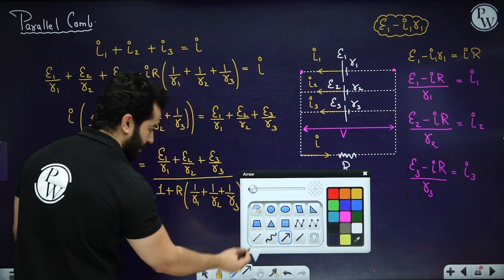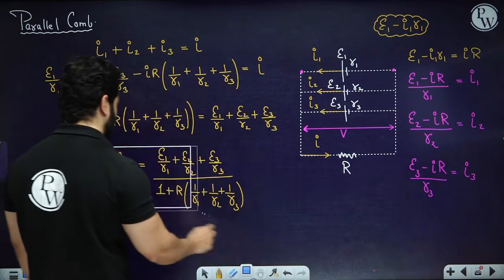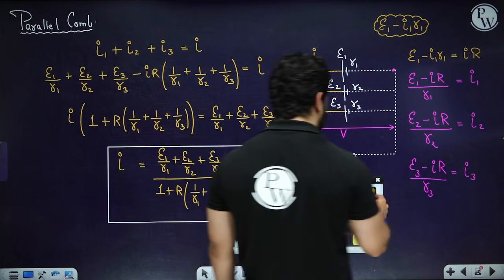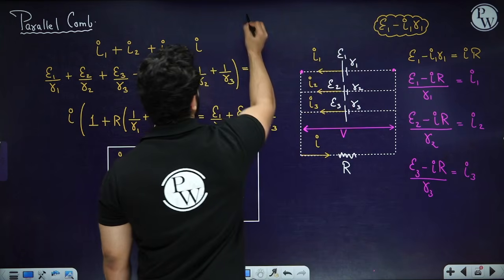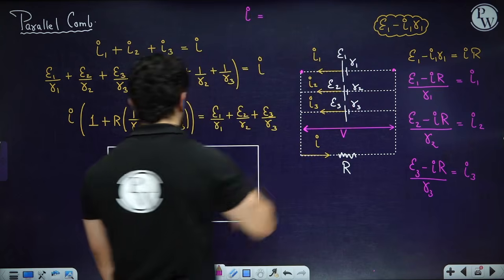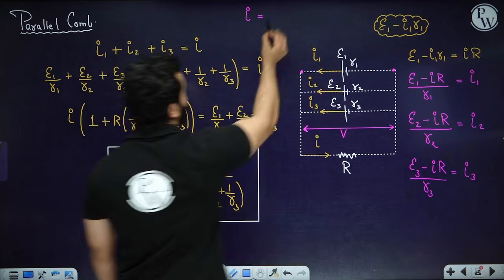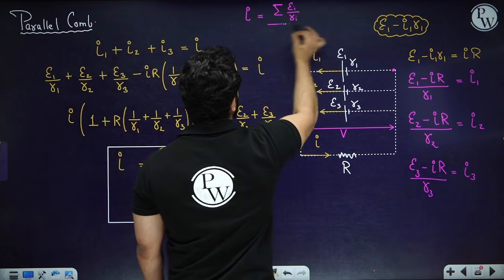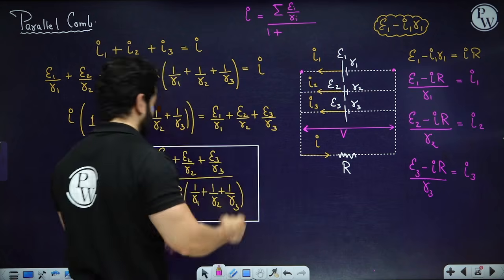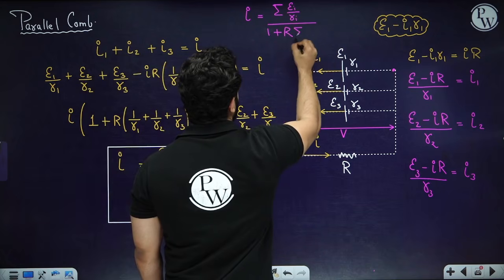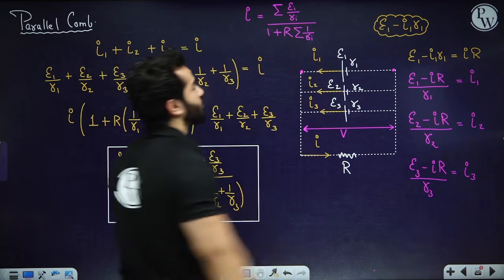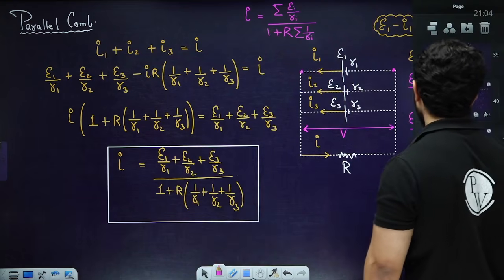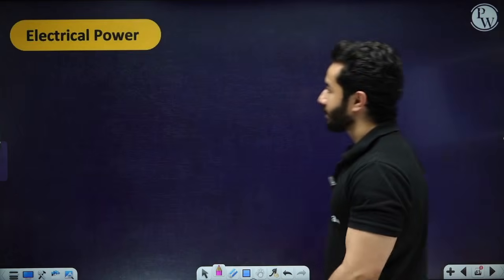So this is for if the cells have different EMF. If they have the same EMF, then that was really easy. Now if someone says we have n number of cells, the formula will become I equals summation of Ei divided by Ri, whole divided by 1 plus capital R times summation of 1 upon Ri. This is going to be your formula. Hopefully everything is clear till this point. Now let's move to some more questions and some more concepts.